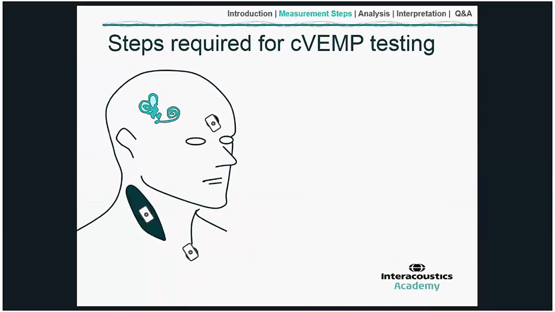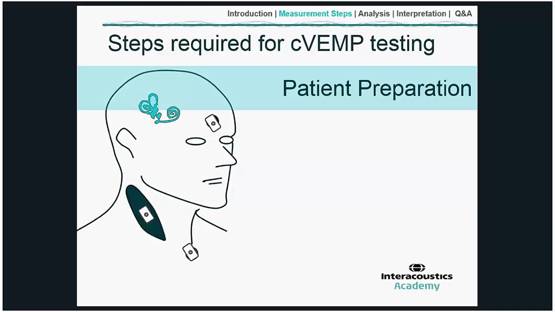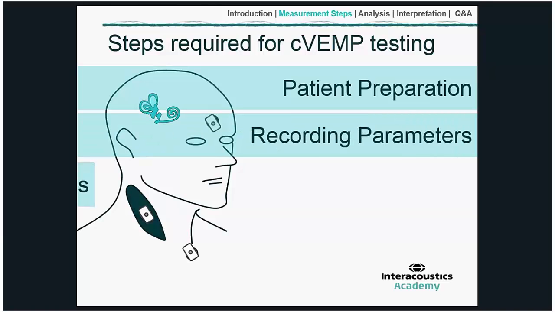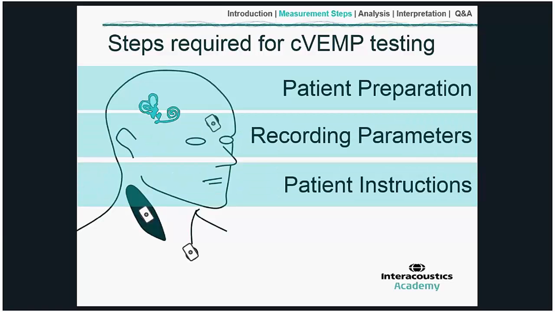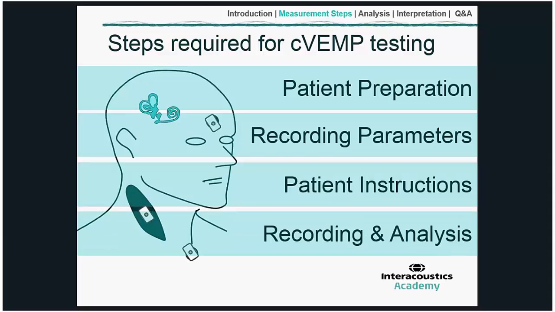Hopefully now we have a little bit of understanding of where the cVEMP comes from, what it's stimulating, and its pathway. What we need to do, of course, is now to consider the steps which are required for recording a cVEMP. And I want to cover 4 areas. The first will be patient preparation, the second will be recording parameters, the third will be patient instructions, and the fourth will be the recording and the analysis.